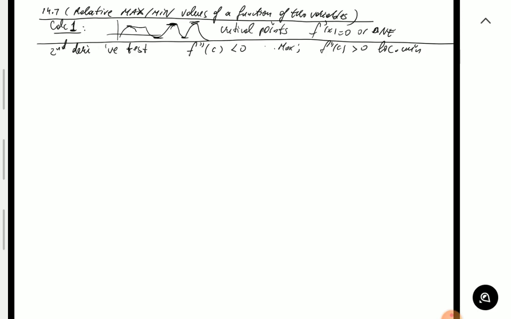Something is wrong actually with this pen. Let's see. Some of the virtual ink didn't show up here.